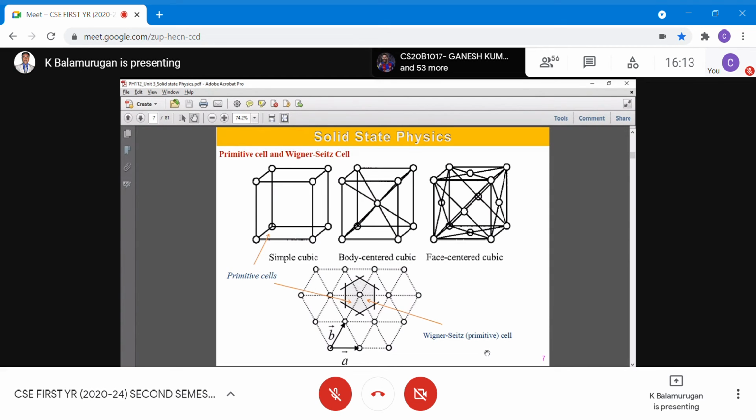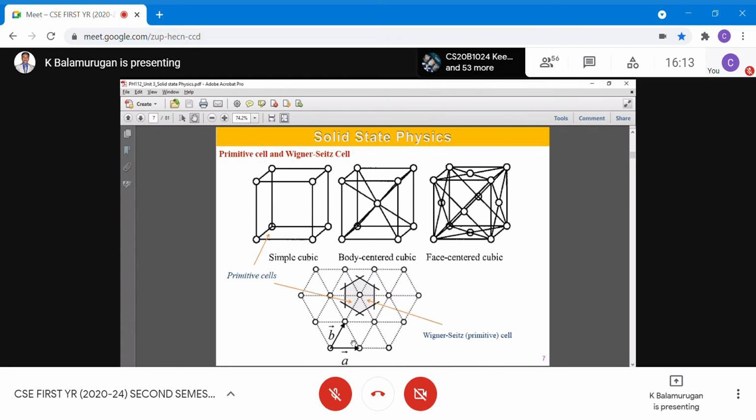It is something which is not a real cell but an imaginary cell. You can consider it real also, nothing wrong, but in the real sense it is not used; it is mostly used in reciprocal space. Anyway, let's see how we can construct the Wigner-Seitz cell. The Wigner-Seitz cell is also a primitive cell, which means that the cell will have only one lattice point in itself.